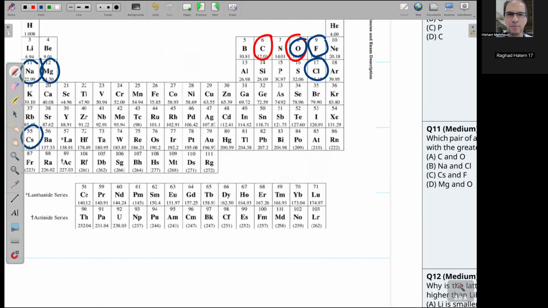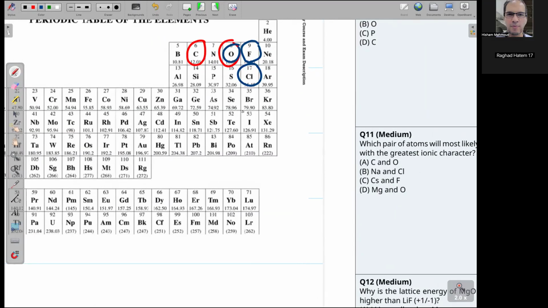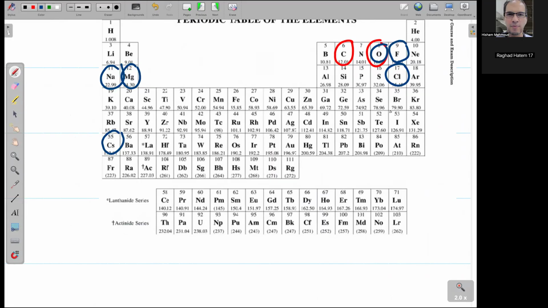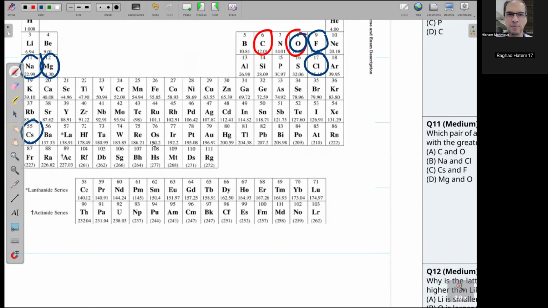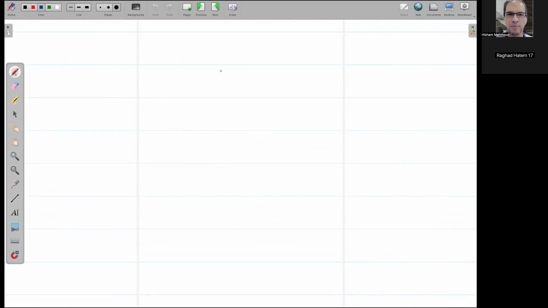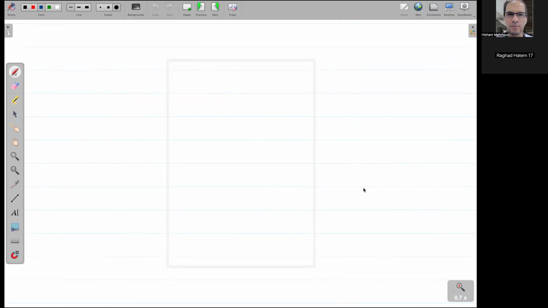Why did you say C and O? We need to make a very strong ionic character, which means it's between a metal and a non-metal, right? You cannot make C and O ionic because C and O are both non-metals. So it should be the one that has F. I have one here that has F, which is Cs and F. That's very good because F has the highest electronegativity, and we know that anything with F will be having a very strong difference in electronegativity.